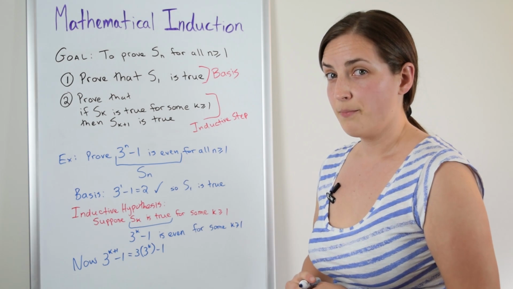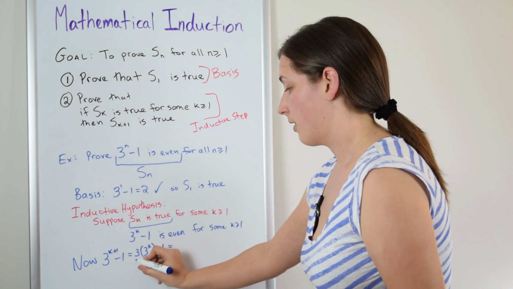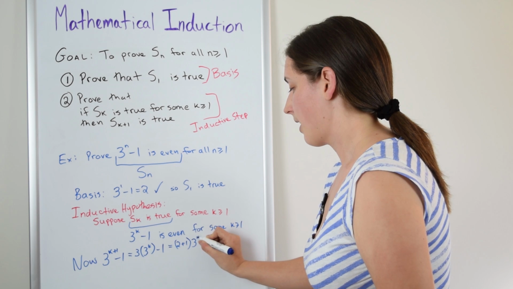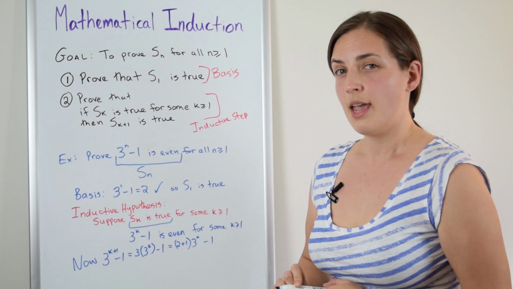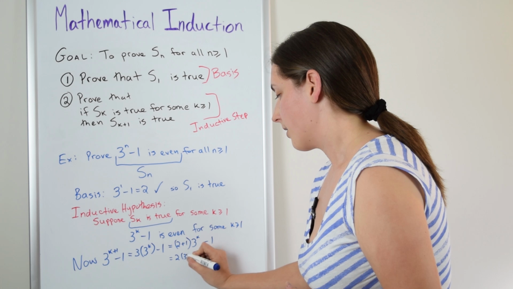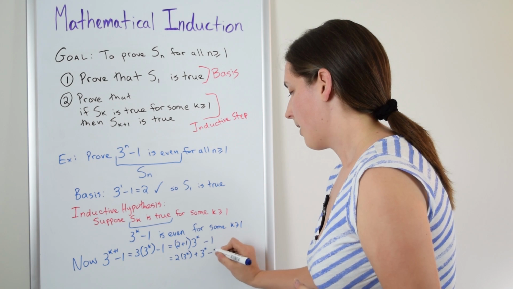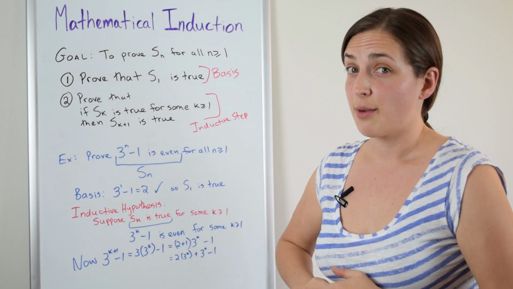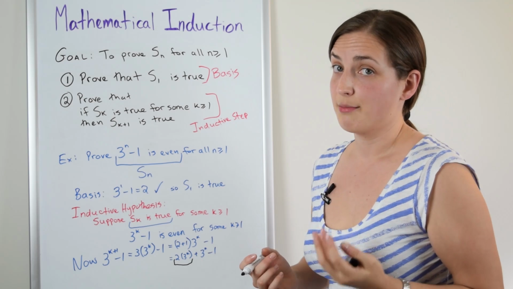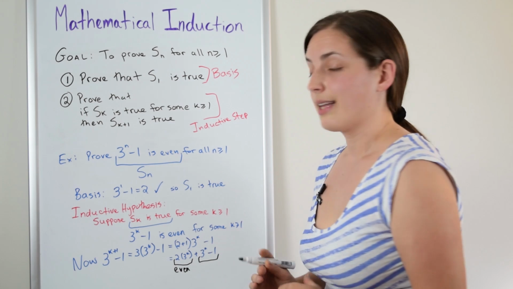So far, I'm not quite there, but what I do know is that 3 is 2 plus 1. So I'm just going to replace this 3 here with a 2 plus 1. And I still have 3 to the k, and I still have a minus 1. And now let's take a look at what I have. I have 2 times 3 to the k plus 3 to the k, because I have 1 times 3 to the k, minus 1. And this is the point in which I'm almost finished. Take a look at this piece right here. 2 times 3 to the k is clearly even because of the factor of 2. Let's look at the other piece.